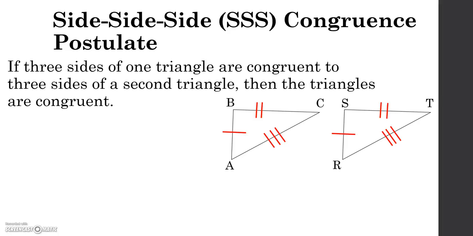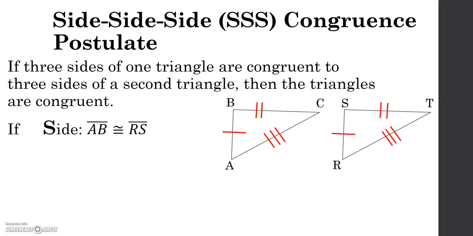And we abbreviate that using SSS. And what this says is that if three sides of one triangle are congruent to three sides of a second triangle, then those two triangles are congruent. So as you can see in here, I don't need to look at anything that deals with angle measures. All I'm focusing in on are the side lengths of each side.